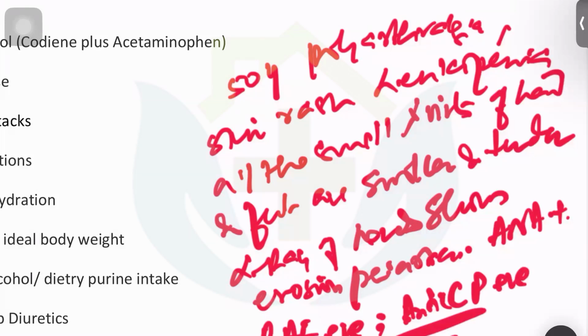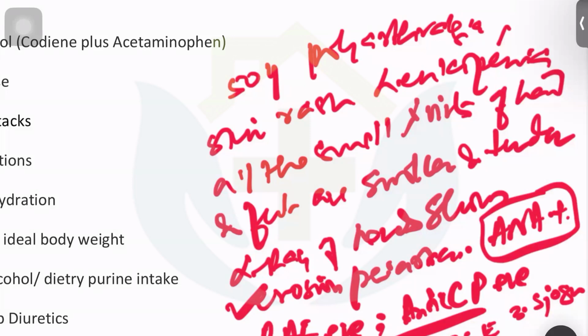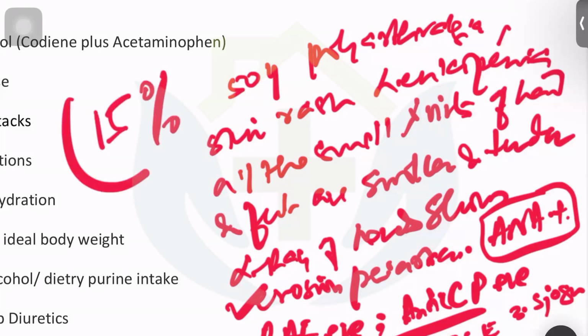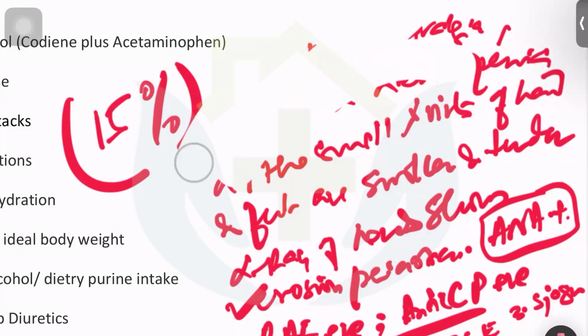What is the diagnosis? First answer will be SLE. Second will be rheumatoid arthritis. Third will be Sjogren. What is the answer? Rheumatoid arthritis. Why? Anti-CCP antibody is positive, and also there is erosive periarticular region. What about ANA? ANA may be positive in rheumatoid also. Up to 15% of patients of rheumatoid arthritis can have positive ANA.